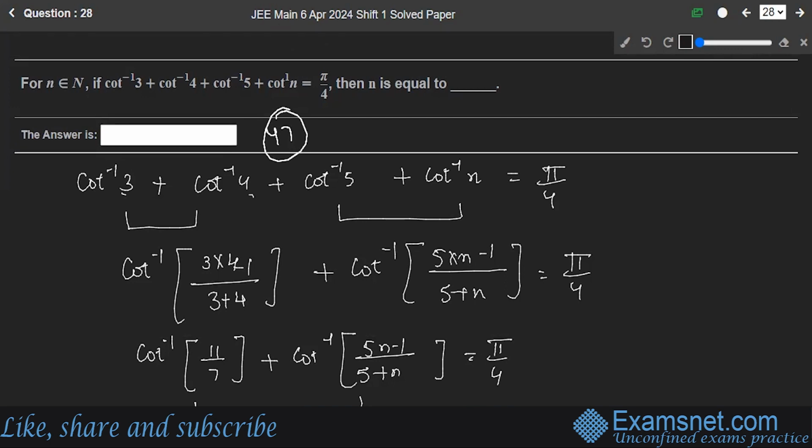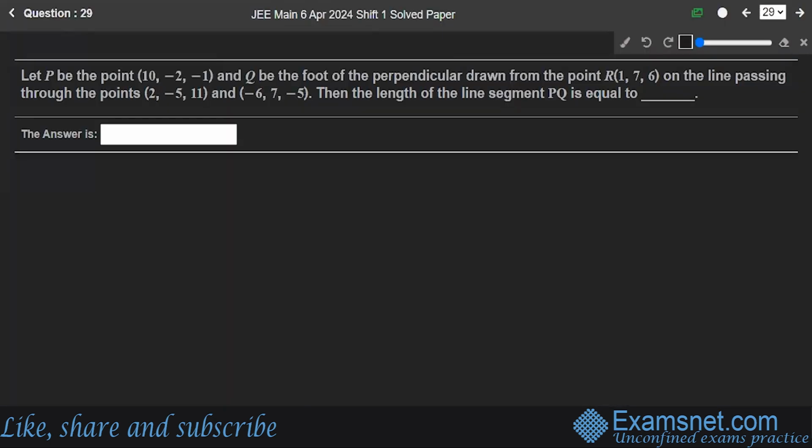Hope you got that. Let's move to the next question. Question number 29, let P be the point this and Q be the foot of the perpendicular drawn from R on the line passing through these 2 points. Then the length of the line segment PQ is equal to. So here are these 2 points. Let's say this as M and N. So this is your point M, this is 2, minus 5 and 11. And this is your point N, minus 6, 7 and minus 5. Right?